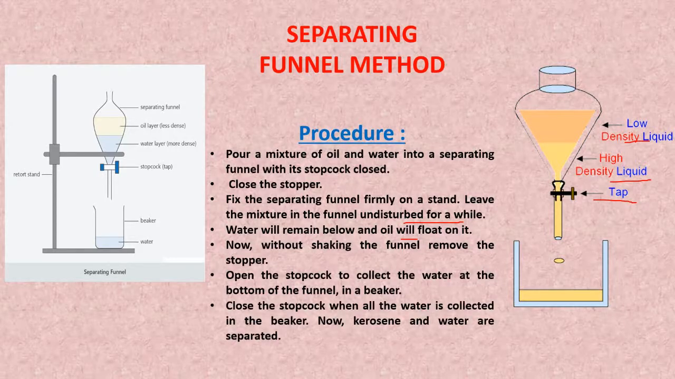Now as soon as the water is over in this funnel which is above the beaker, we are going to close the tap. As soon as the water is collected in the beaker, we close the tap. So what can we see? We have seen that water is separated from oil. In the beaker there is water and oil is there in the funnel. In this way, water and oil, or any two or more immiscible liquids, can be separated with the help of this separating funnel method.